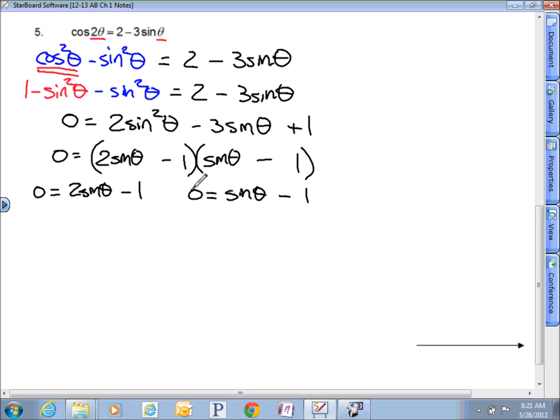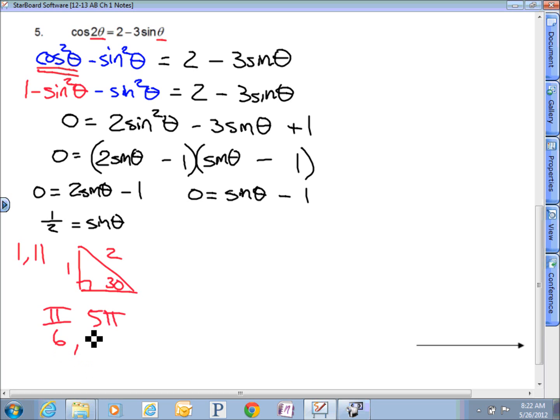Now let's solve these equations. If I rearrange the equation on the left, let's add 1 and divide by 2. I want to know where sine of theta is 1/2. Sine's positive in quadrant 1 and positive in quadrant 2. So I'm looking for a reference angle. When will sine be equal to 1/2? That's a 30-degree reference angle in quadrants 1 and 2. So we're talking about pi over 6 and 5 pi over 6.